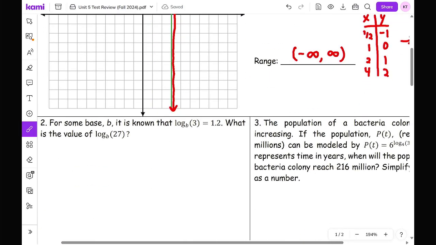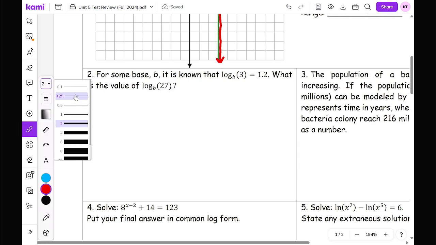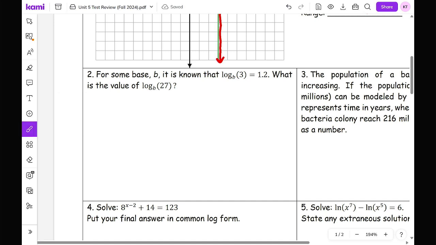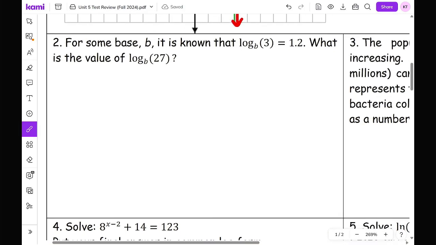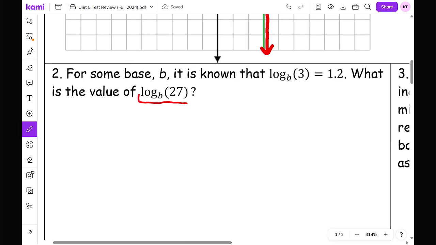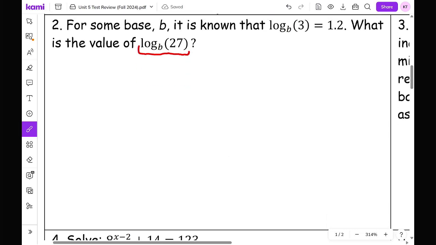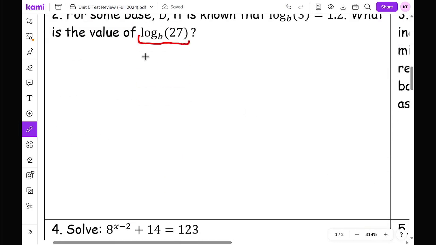Moving on to question number 2. For some base b, it is known that log base b of 3 is equal to 1.2. What is the value of log base b of 27? So I go ahead and I'm going to convert log base b of 27 to log base b of 3 to the power of 3.